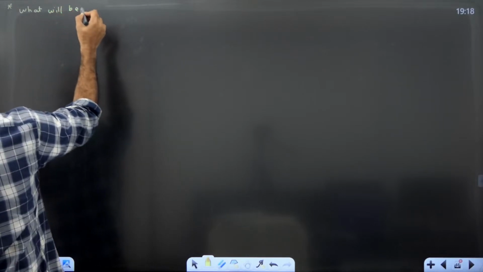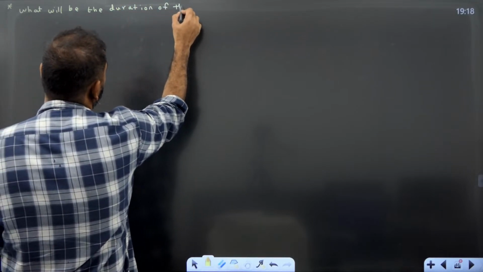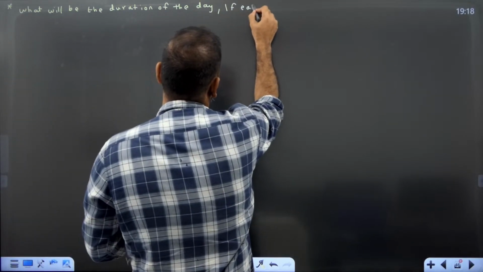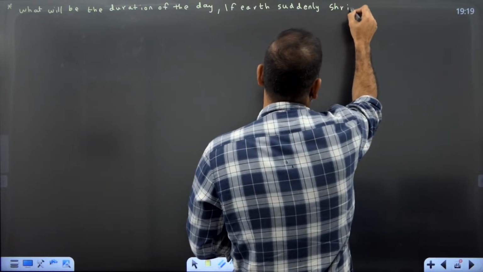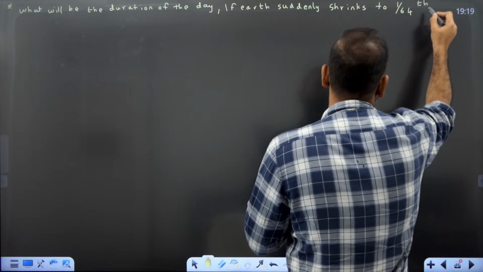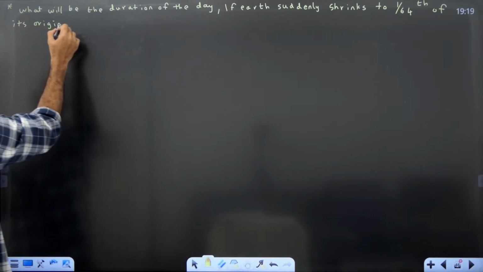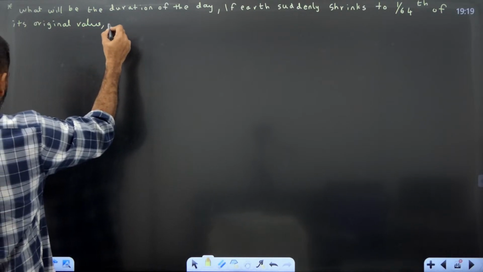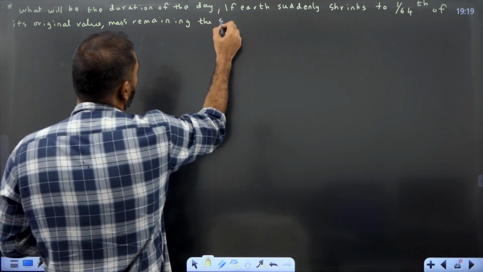It is a very important problem. What will be the duration of the day if Earth suddenly shrinks to 1 by 64th of its original value, mass remaining the same?